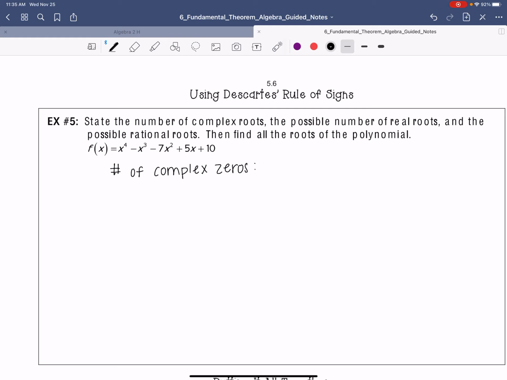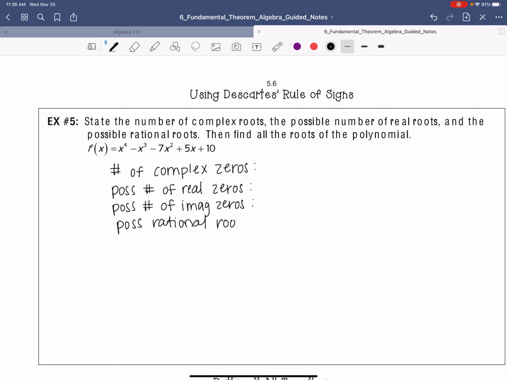We're going to have possible number of real zeros. We're going to have possible number of imaginary zeros. We're going to have possible rational roots. Possible, right? And then we're going to have zeros. All right, so we're going to answer all these questions.